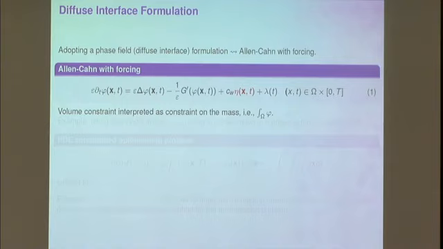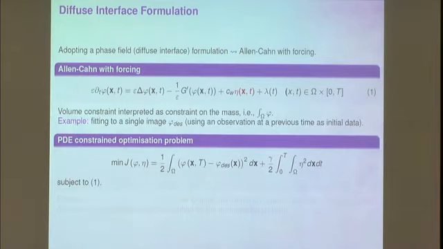So to give you an idea of what the problem is now, let's think we have a single image that we want to fit to, and we have a diffuse interface representation of that. And we have an image at a previous time, and I use that as initial data for this PDE here. Then my cell tracking problem can be formulated as a PDE constrained optimization problem, where I want to minimize this objective functional here, which consists of two terms.